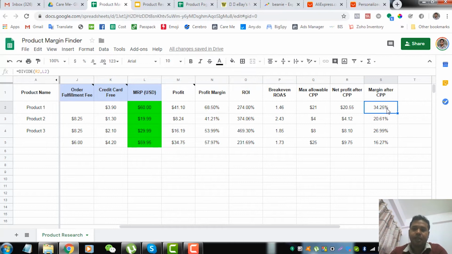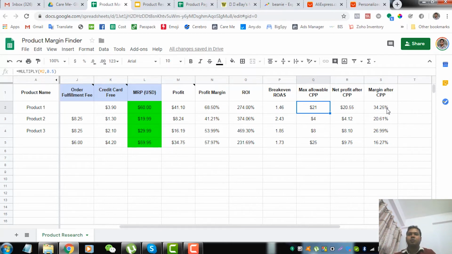34.25%. So what this allows me is to calculate my profit more predictably, because if I get one sale at $21, this is the one metric I look at when I set up a Facebook ad, one or two metrics, ROAS and CPP. So I know that $21 is my target, $41 is my ceiling, 1.46 is my break-even ROAS.